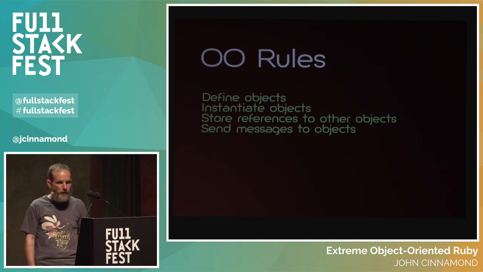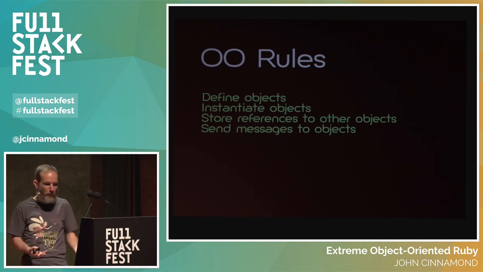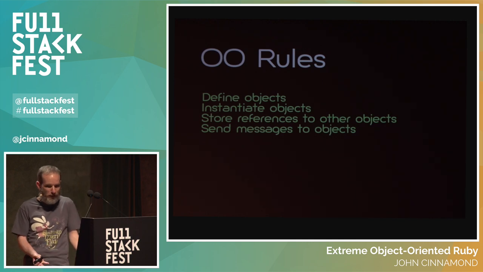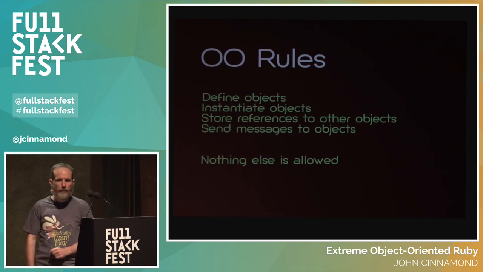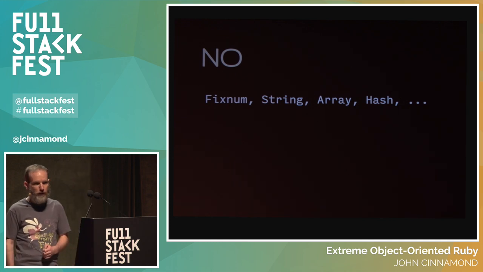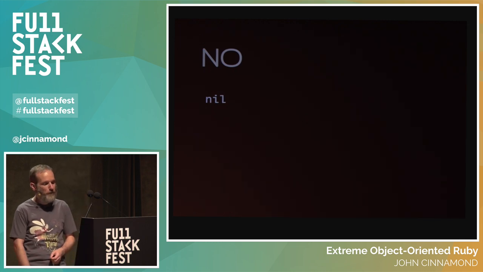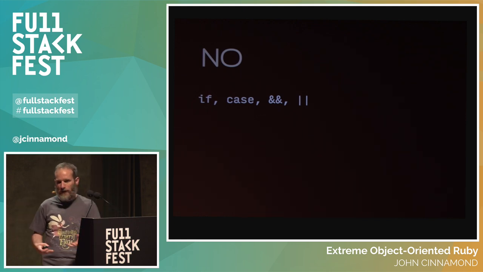Now, when I said we can define objects, it's important to note that this has to follow the same rules. So when we're writing a method, we have to follow these rules. We can't just do whatever we want. We can only instantiate things, we can remember where they are, and we can send them messages. And nothing else is allowed. This actually cuts out an awful lot of Ruby. So for example, we can't use the built-in classes like Fixnum and String and Array and so on, because these don't meet the rules. We also can't use nil, although to be honest, this is something of an improvement to Ruby. We can't use the built-in control flow structures like if and case and logical ands and ors.